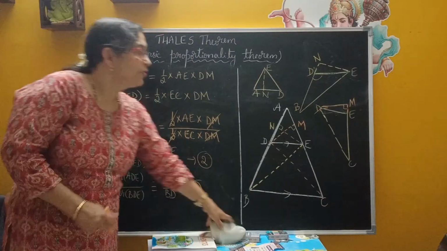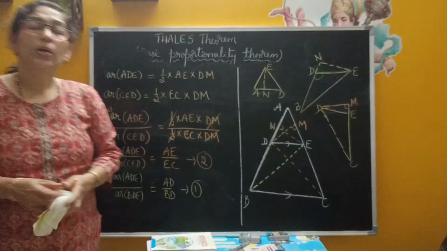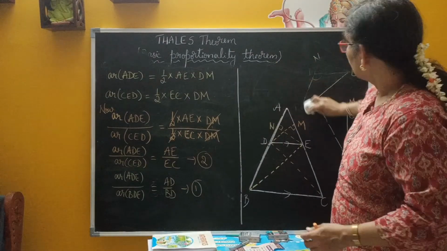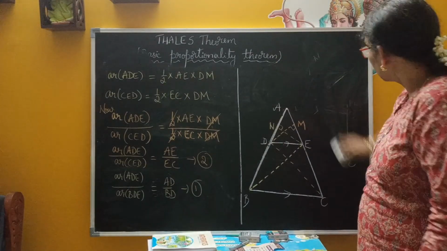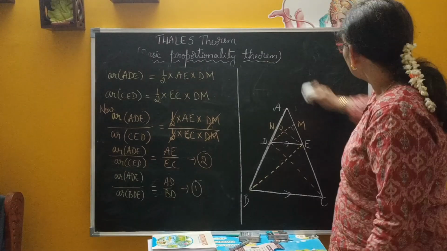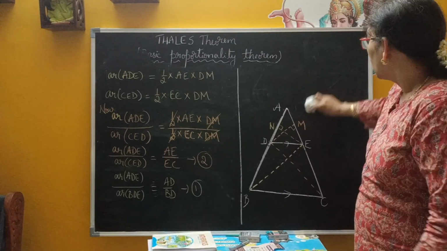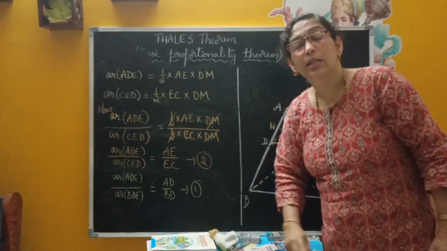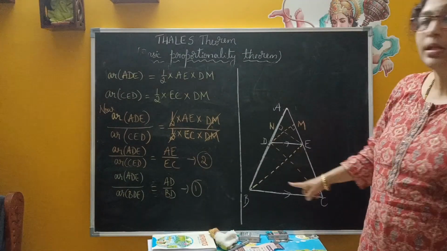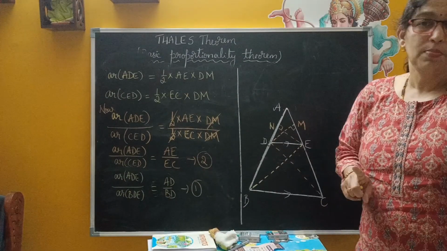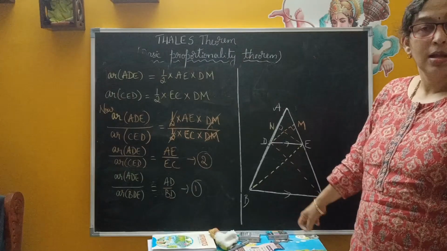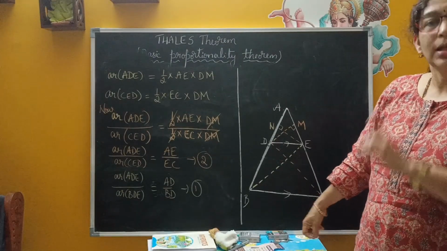Now see the figure. You have learned one theorem in 9th standard. That is, triangles standing on the same base and in between the same parallels are equal in their areas. Okay, triangles standing on the same base and between the same parallels are equal in their areas.